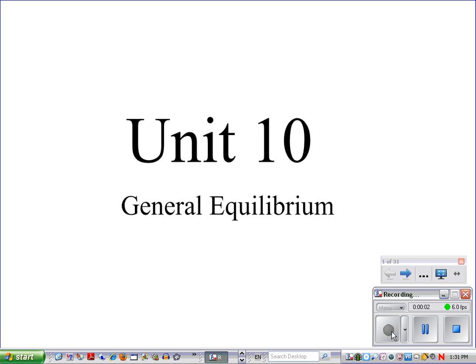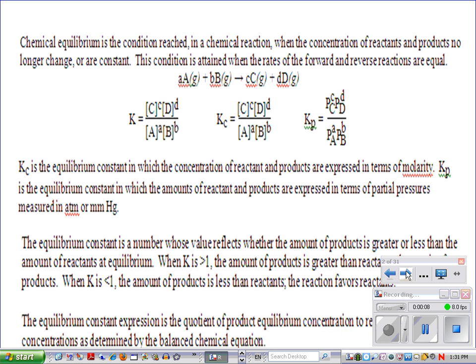Okay, so for Unit 10, we're starting with equilibrium, and you just saw the lamest demonstration ever. And now let's apply the lame demonstration to some actual numbers. First thing I want you to see is how you recognize if something's a reaction that's an equilibrium reaction.